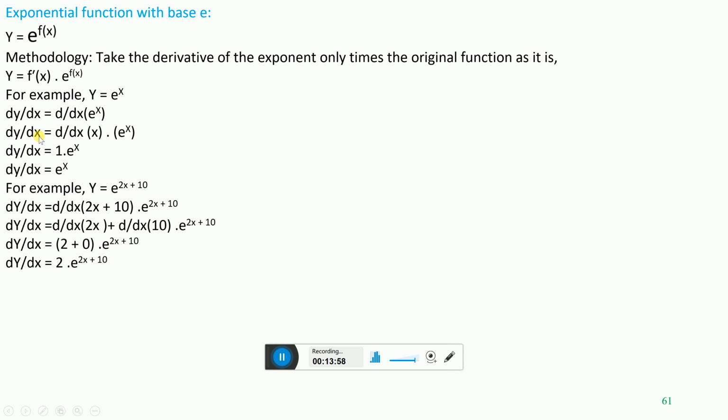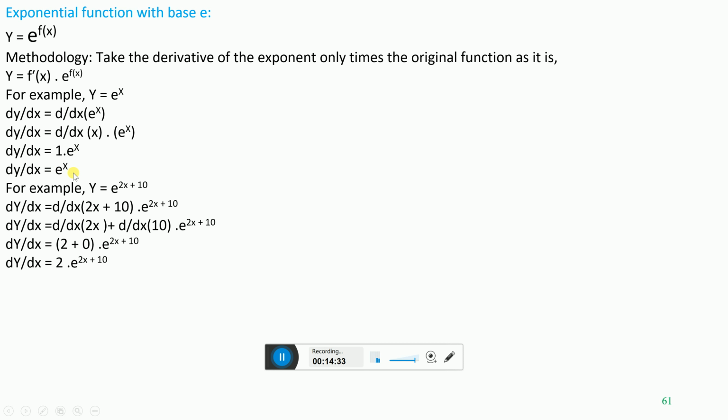Now dy over dx is equal to, we take the derivative of the exponent only. In the exponent of the given function we have x. So I am finding the derivative of x times, I will repeat the given function as it is, e raised to the power x. Now dy over dx is equal to, what is the derivative of x with the power 1? Always 1. And we repeat the function as it is in multiplication form. So 1 times the function e raised to the power x, and dy over dx is equal to e raised to the power x.